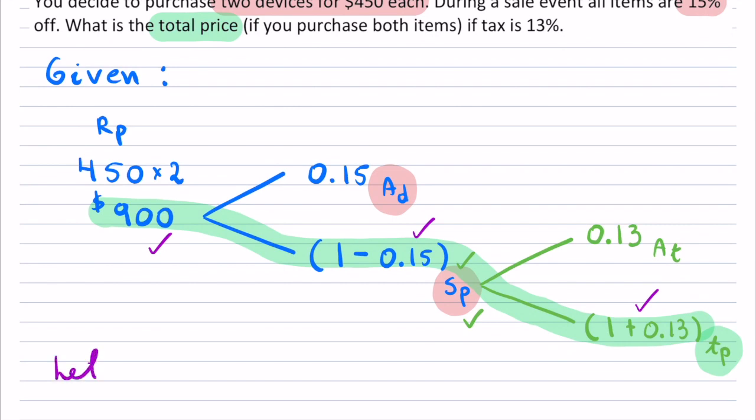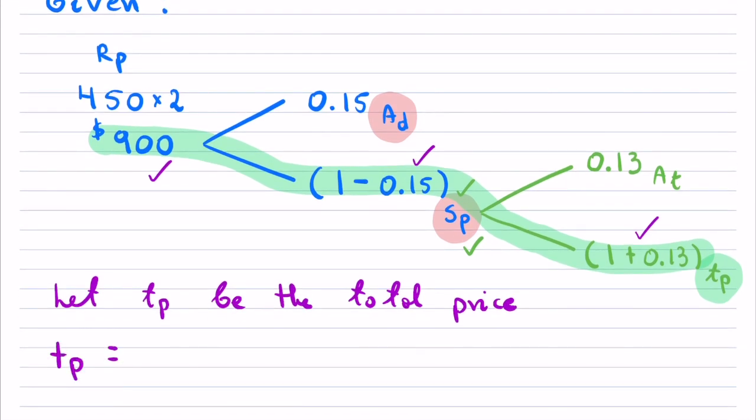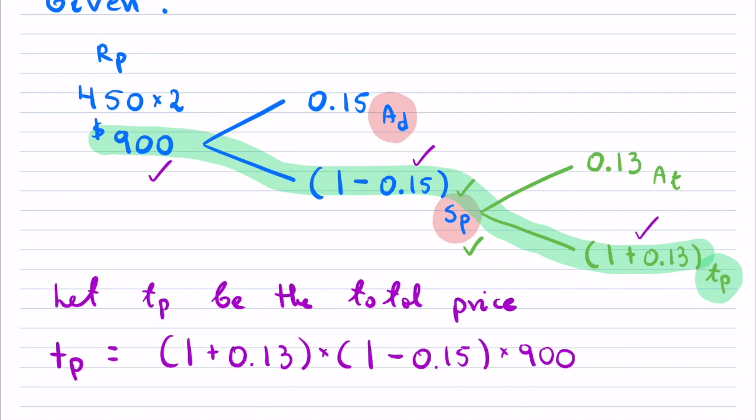So let's say let TP be the total price. My equation, instead of doing things individually, I can literally take 1 plus 0.13, multiplied by 1 minus 0.15, and then multiplied by 900. And remember, what you were doing is, right here, this is just your sale price, right? So that's right there. And now your sale price, you were just simply adding your taxes into it, and that would give you your total price. Now, if we didn't want the total price and we only wanted the amount of discount, we would have taken the path along the opposite way.